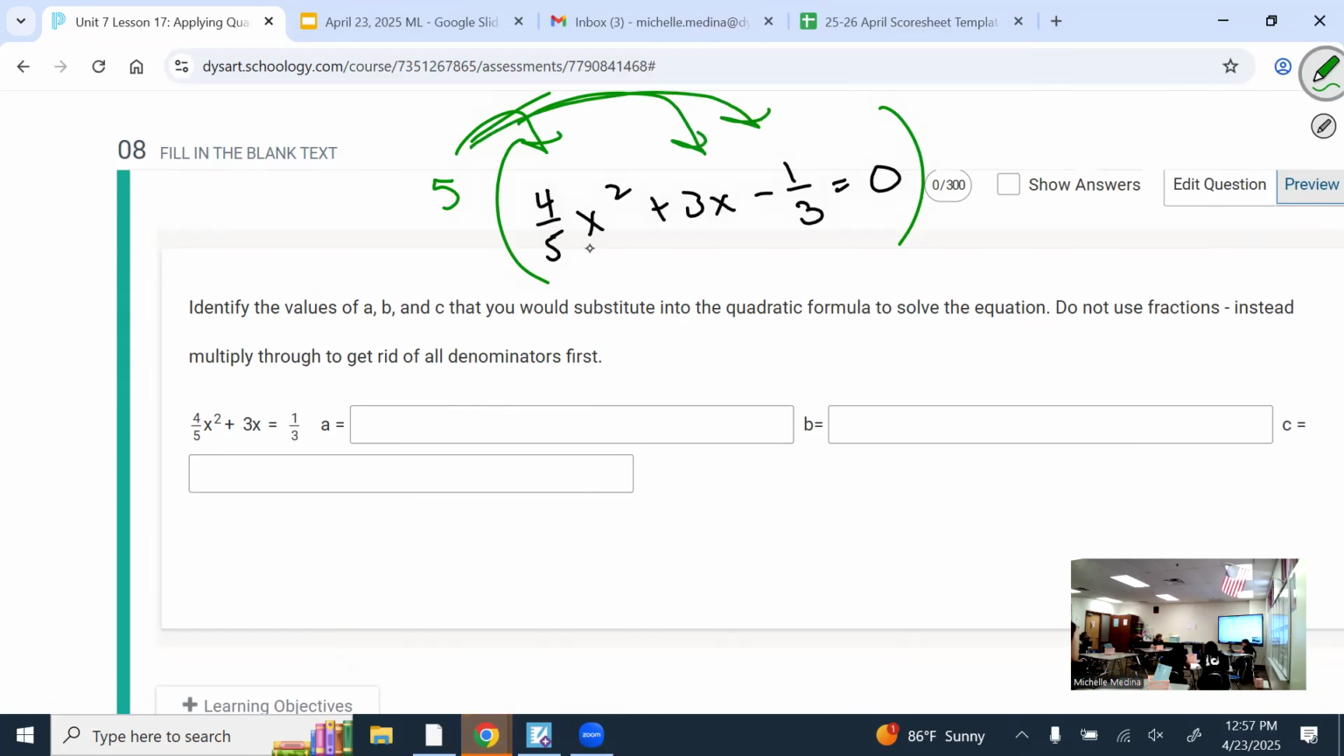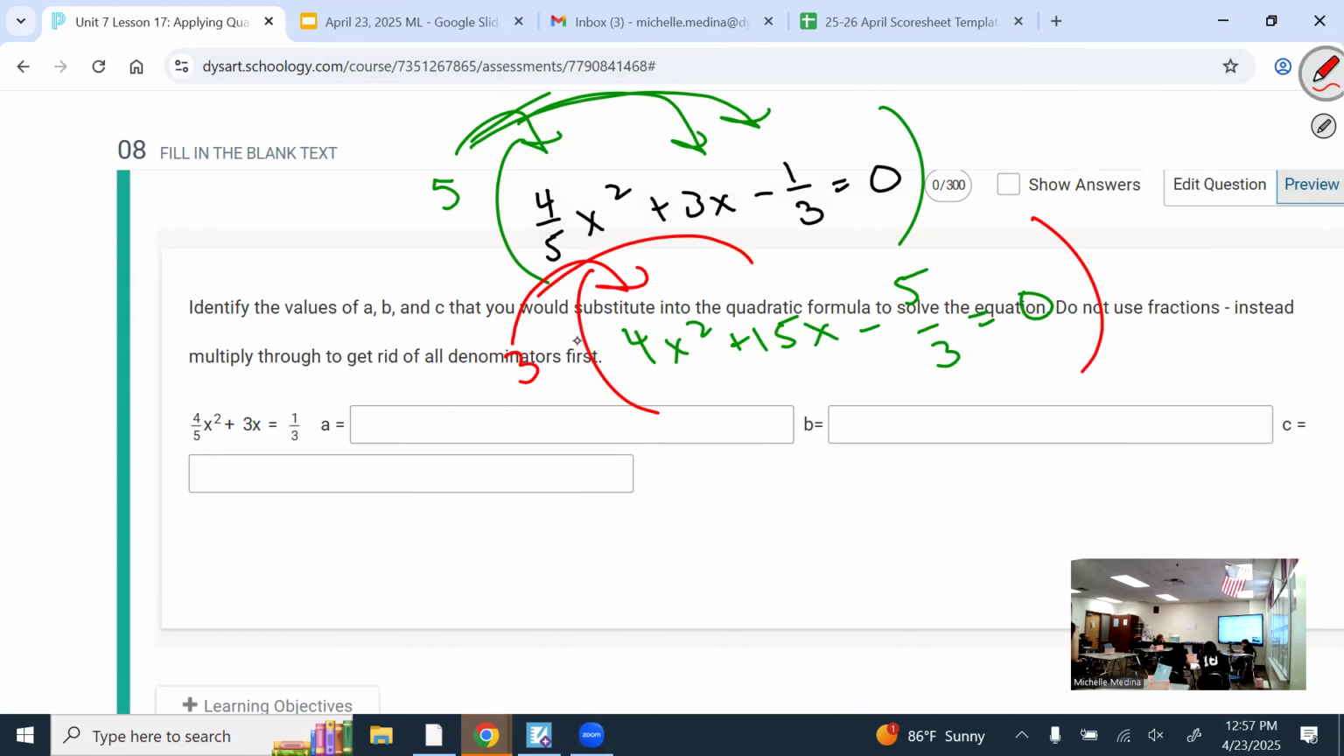That would make this first term 4x squared, the second term 15x. The third one, it would be negative 5 over 3. But we're not done because not all the denominators are gone. If I want to get rid of a denominator of 3, what do I multiply it by? So we'll do that next. Multiply everything by 3, which by the way, you would still multiply by the 0. It's just that anything times 0 is 0. So I moved on, but you are supposed to do it to everything.